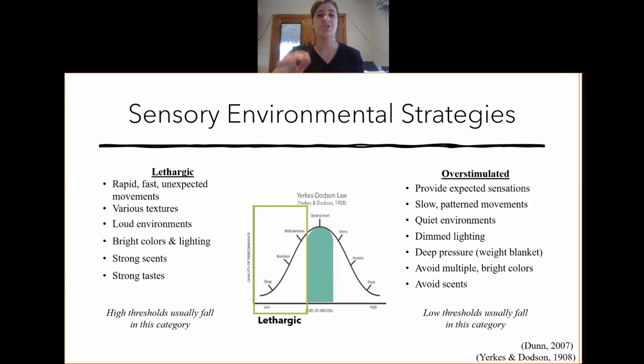One strategy is to use fast, rapid, unexpected movements. This is where swings are beneficial. If the child is sluggish or not very alert, putting them on the swing and performing fast and rapid movements at the beginning of the session will increase their alertness level.